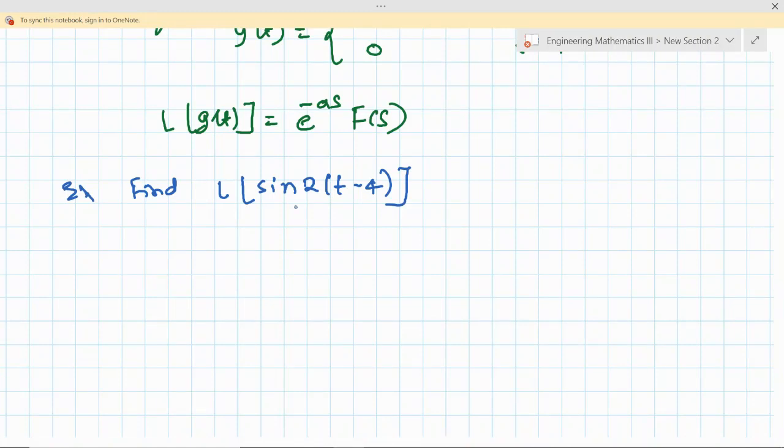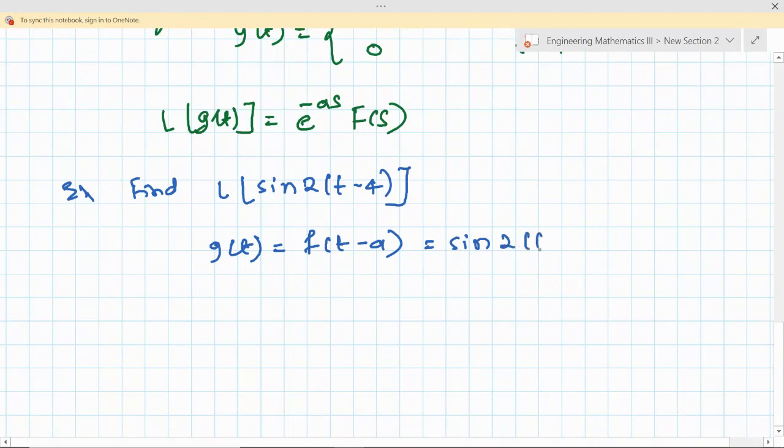That F(s) is nothing but the Laplace of f(t). First we just have to find the Laplace of f(t), and for that we want f(t). Now what is our g(t)? g(t) is nothing but f(t minus a), isn't it? And this is nothing but what? Sine of 2 into (t minus 4), like this.